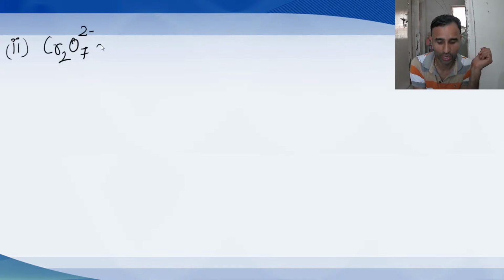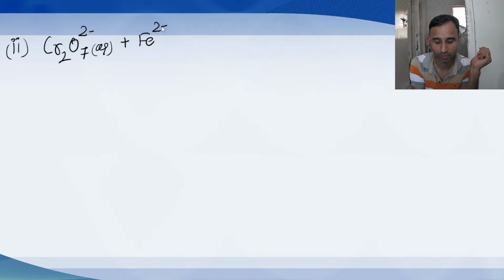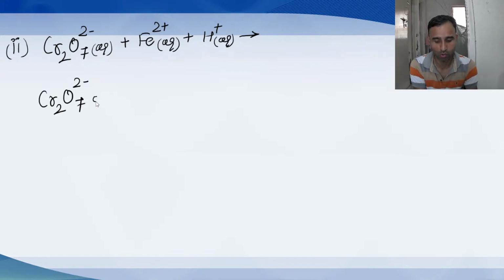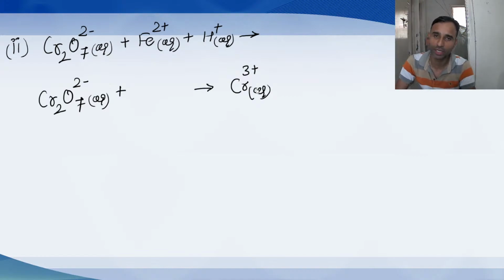Cr2O7 2- aqueous plus Fe2+ aqueous plus H+ aqueous. So first of all, Cr2O7 2- aqueous will give Cr3+. Cr2O7 2- ion always gives Cr3+. So balance it in acidic medium.